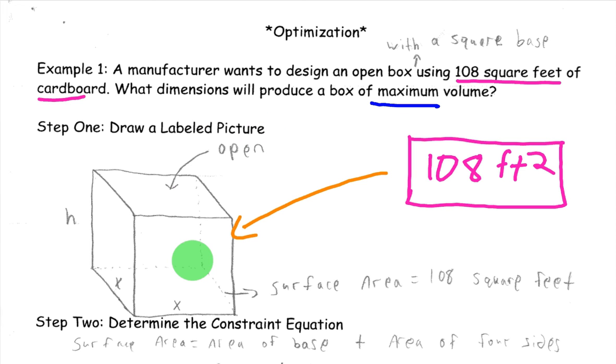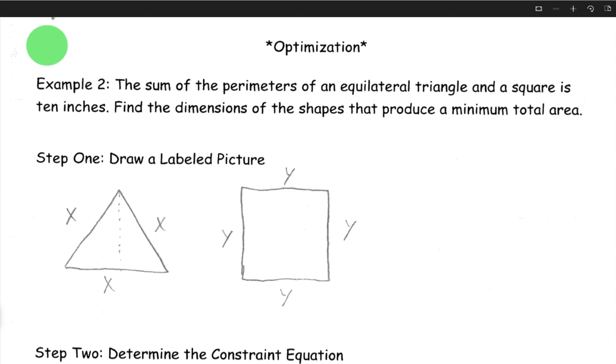Equally as important as when you're doing, say, related rates for step 1. Okay, let's read example 2 together. It says the sum of the perimeters of an equilateral triangle and a square is 10 inches. Find the dimensions of the shapes that produce a minimum total area. So again, how do you know this is optimization? You will see this superlative, minimum or least amount of total area, and you know it involves optimization.